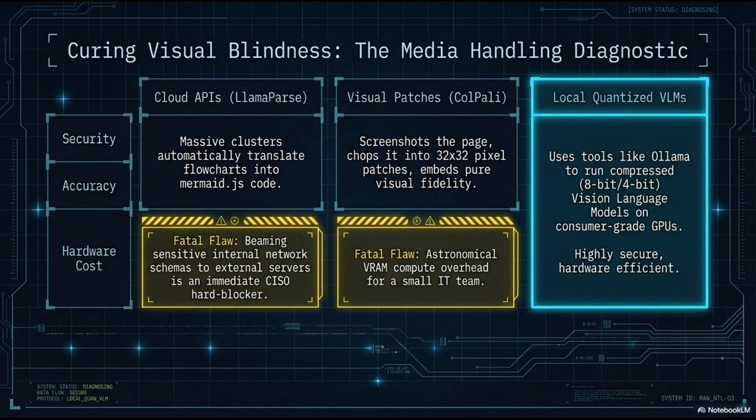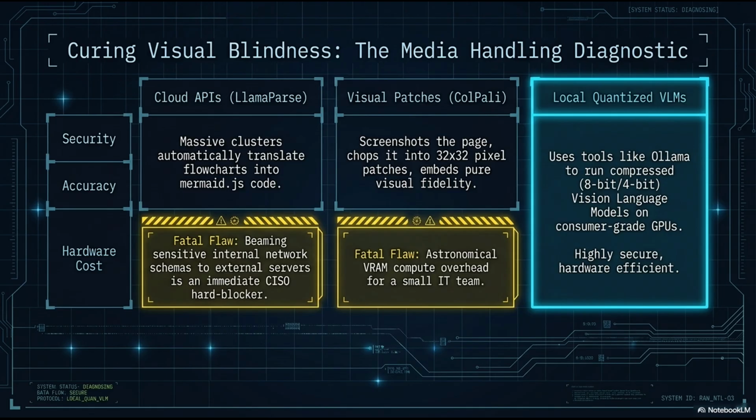Right. For a small IT team running a knee-high server in a closet or a modest AWS instance, the compute overhead of ColPali is just too heavy right now. It's the 747 problem again. Yes. So we return to Approach 1. Approach 1 is the pragmatic gold standard for our scenario. It is highly secure, completely controllable, and hardware efficient.